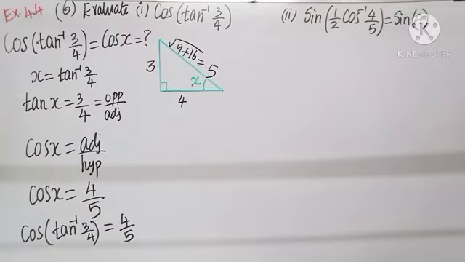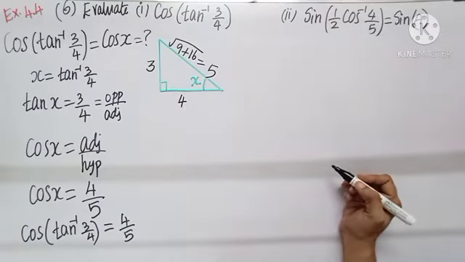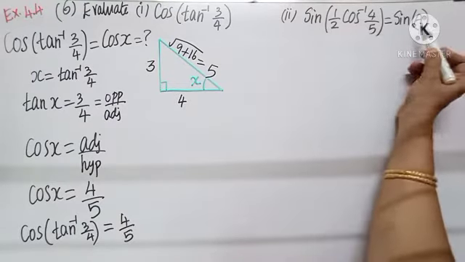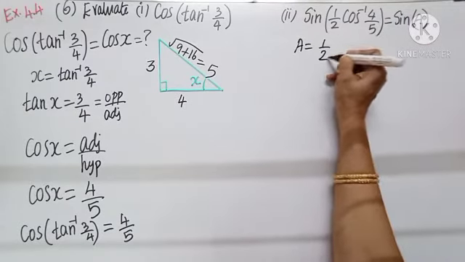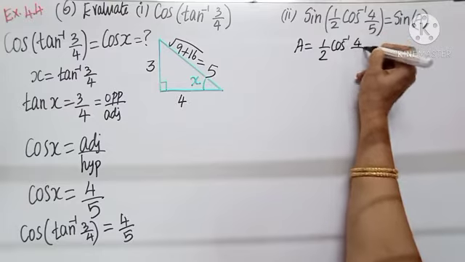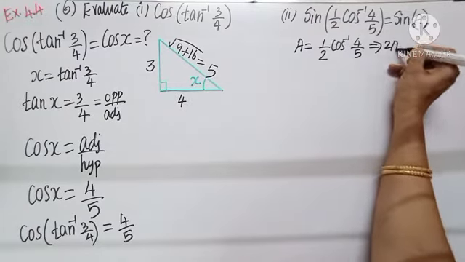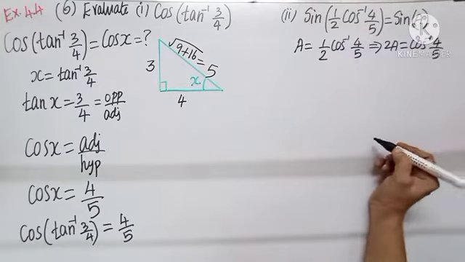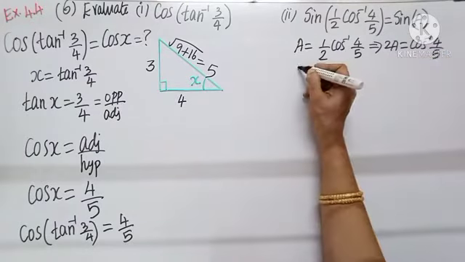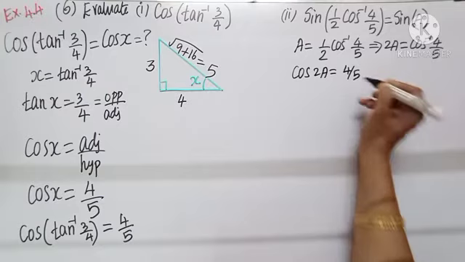Subsection 2, sine half cos inverse 4 by 5. So whatever is inside the bracket, call it A. So we need to find what is sine A. What is A actually? A equals half cos inverse 4 by 5. Cross multiplying, I get 2A equals cos inverse 4 by 5. Bring cos inverse to the left. It will come as cos 2A equals 4 by 5.